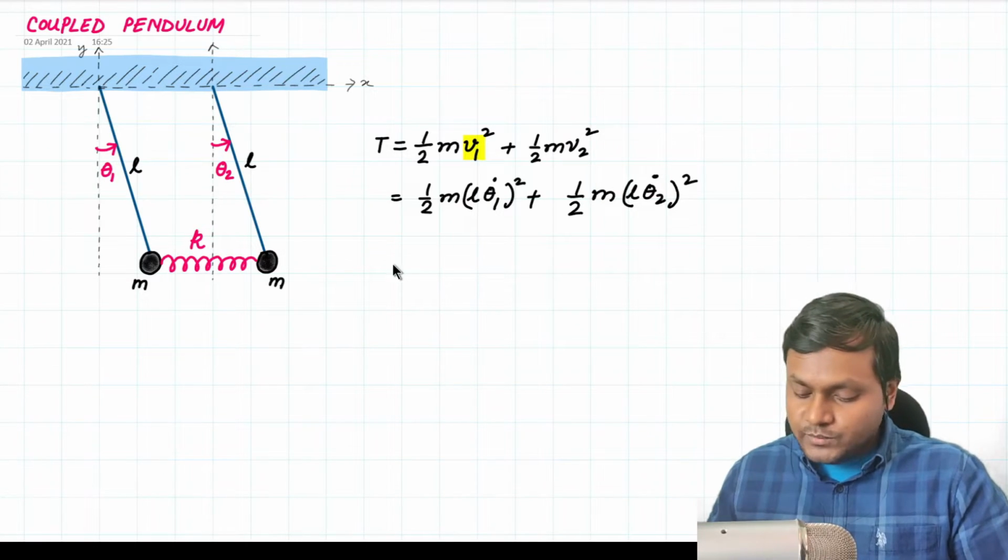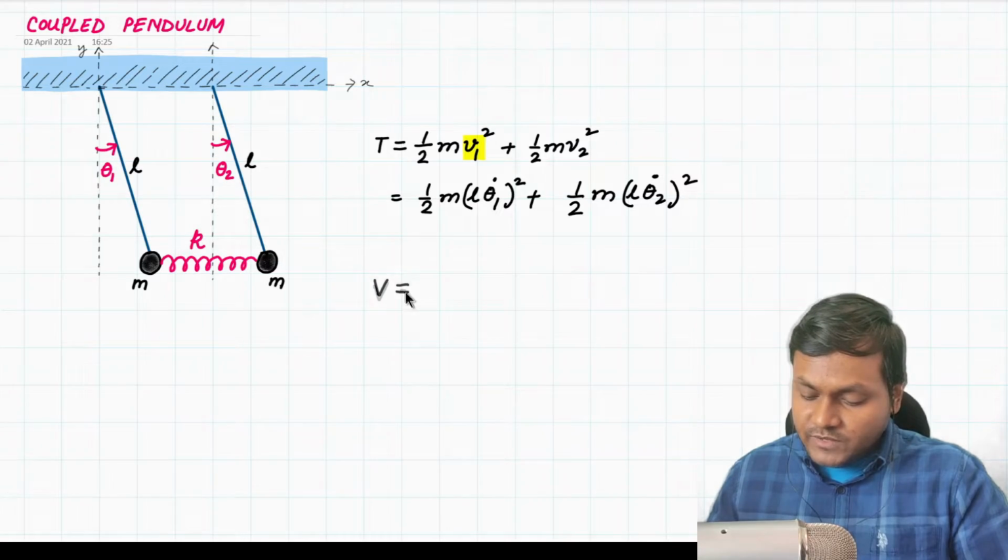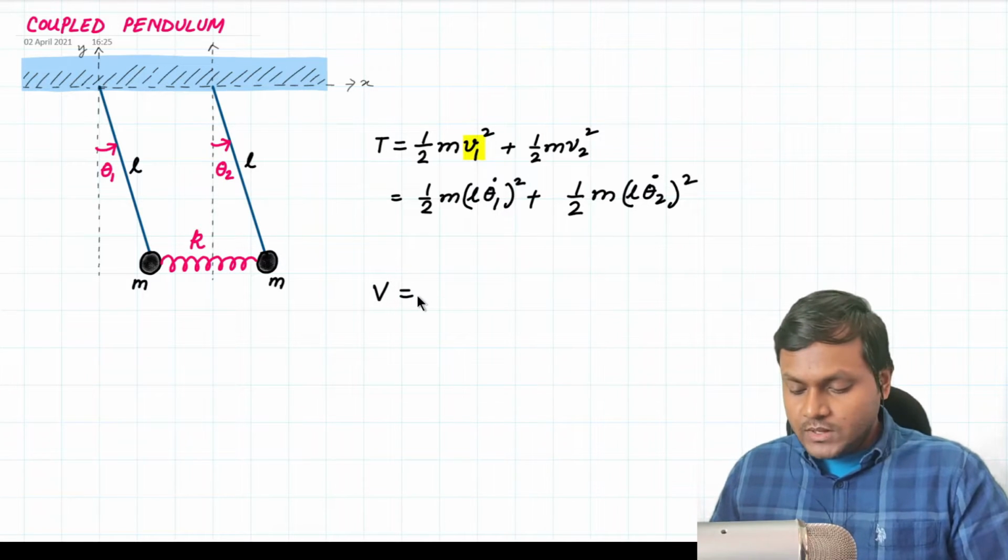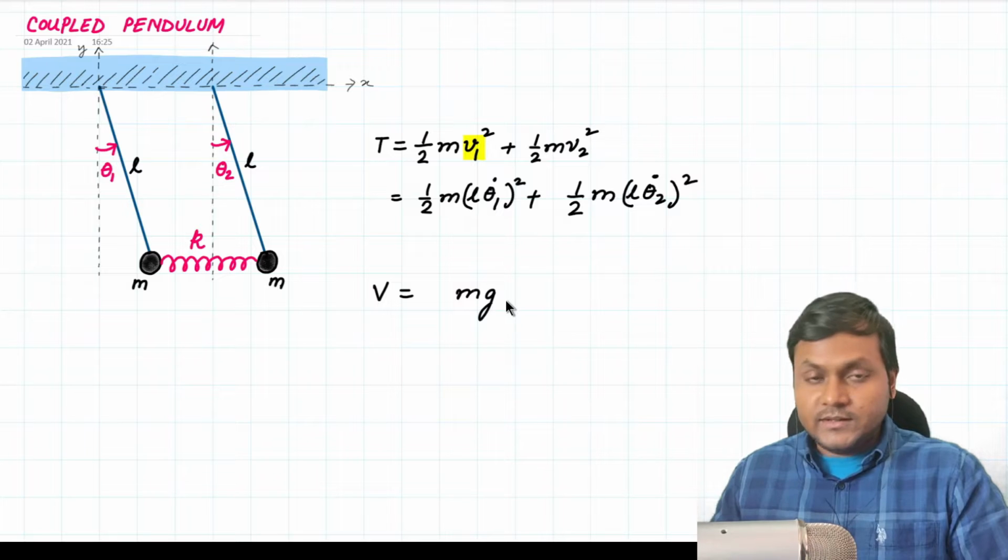Now I also need to obtain the potential energy expression, which is V. So the potential energy is mg times the height.